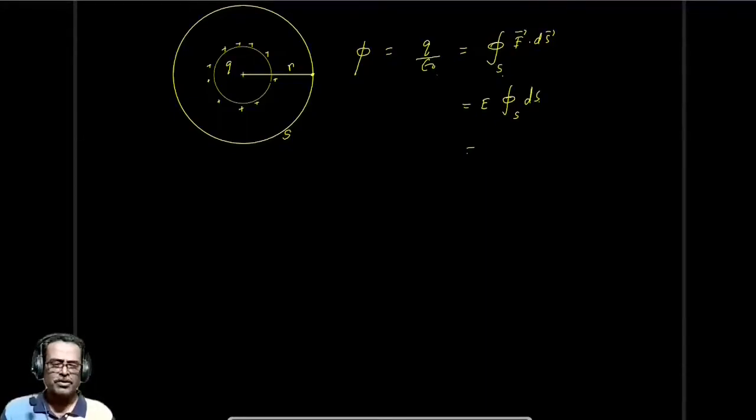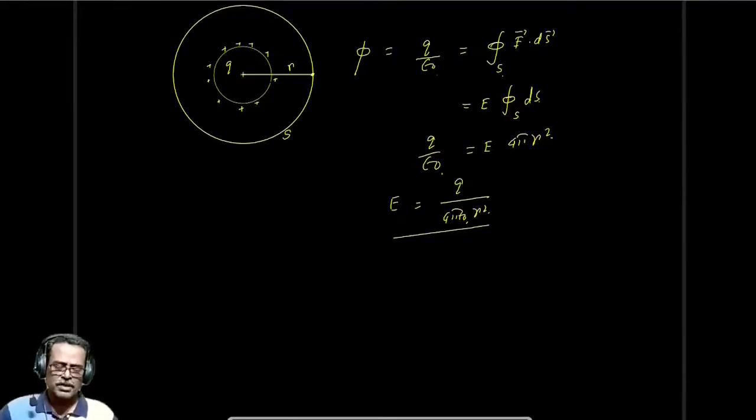Therefore, phi is equal to E into the surface integral of this sphere, which is 4 pi r square, and this is q by epsilon 0. So we can say that E is equal to q by 4 pi epsilon 0 r square. Therefore, if we consider all the charge of the sphere centered at its center, then we can correctly calculate the field at any point outside the sphere.